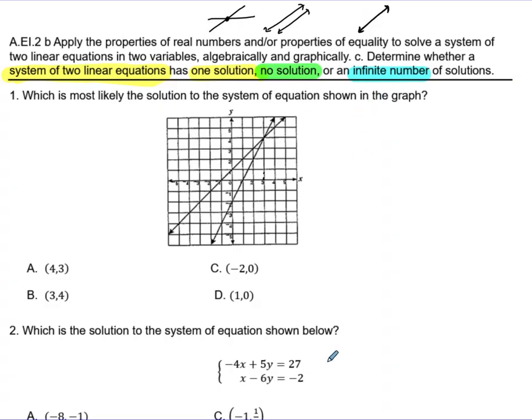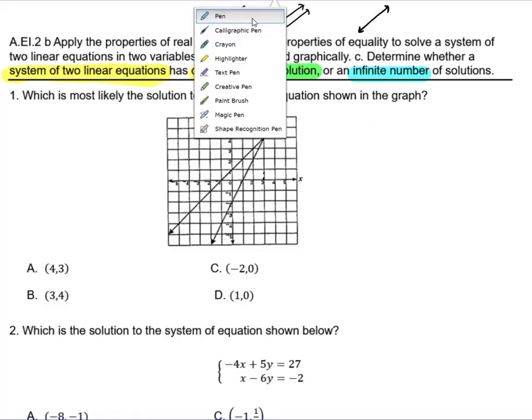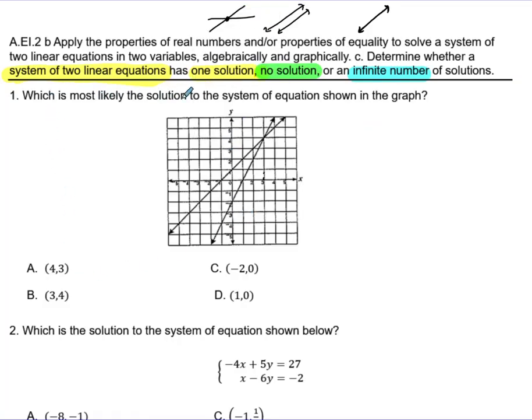Okay. So for this one, it says which is most likely the solution for the system of equations shown in the graph. Again, I have two graphs here, and we want to see where they cross each other. They cross each other right here. I don't care about any of these other points. I only care about this one point where they intersect. Here you can see that they're intersecting at x equals 3 and y equals 4. So that is my solution, (3, 4). Make sure that you have your x and then your y.